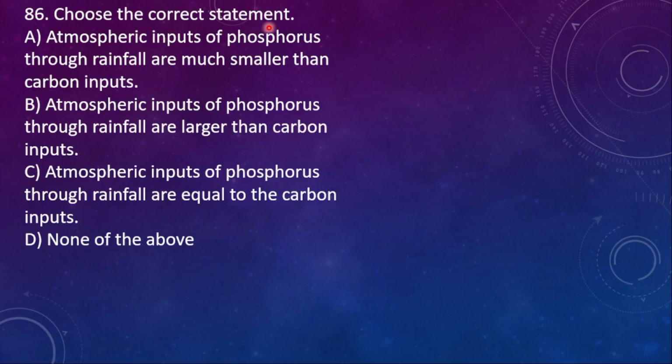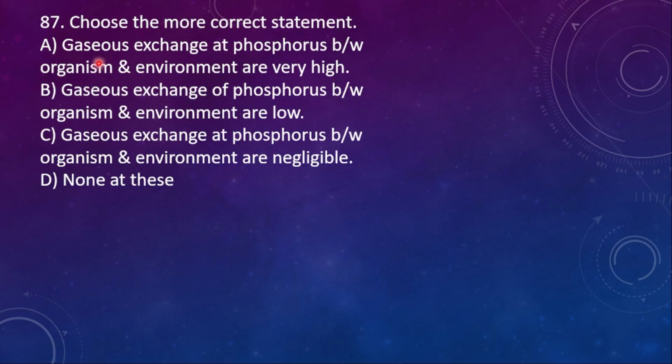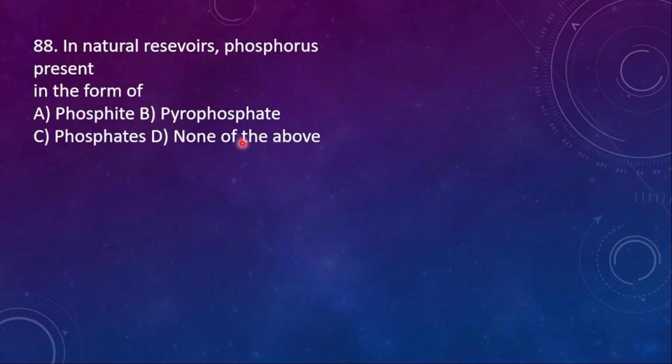86. Choose the correct statement. Among them, A is correct one. 87. Choose the more correct statement. Gases exchange of phosphorus between organism and environment is very high. Gases exchange of phosphorus between organism and environment is low. So here the right option is C, that is gases exchange of phosphorus between organism and environment is negligible.